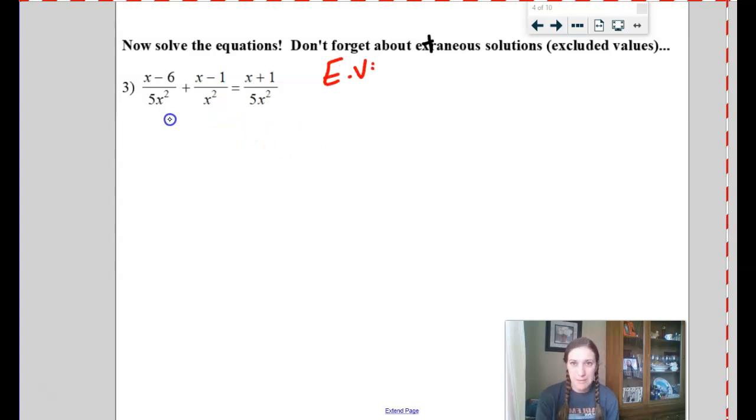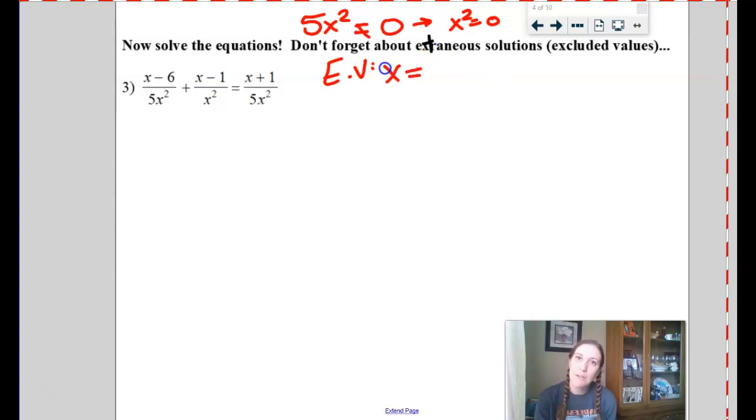So when I look at my denominators, I have a 5x squared, I have an x squared, and I have a 5x squared. So the algebra pieces, x squared is part of 5x squared. So what I'm going to do is set up a little statement that says that 5x squared, my denominator, cannot be equal to 0. And if you were to solve this, you would divide by 5, and you'd still have x squared equals 0. And then this is weird, when you square root 0, you just get 0 again.